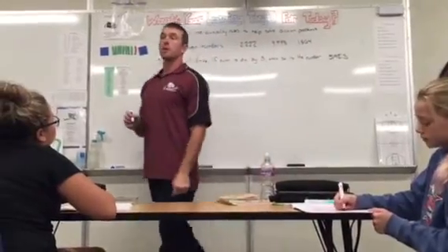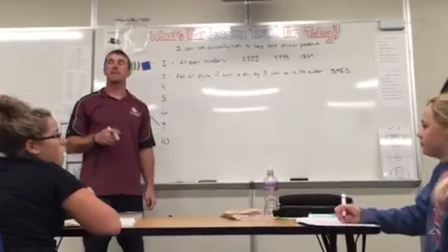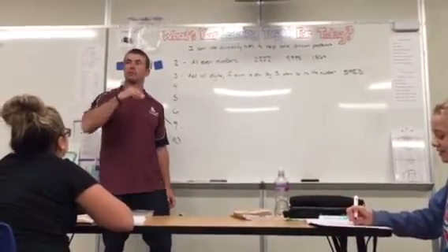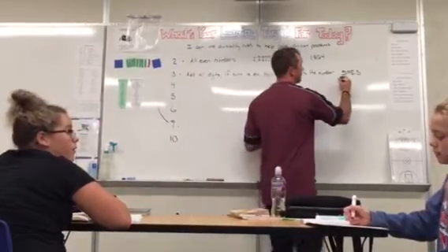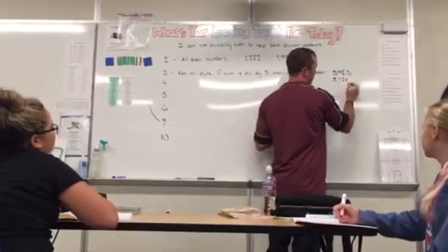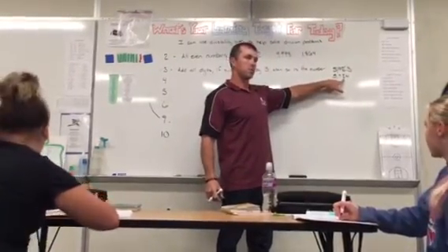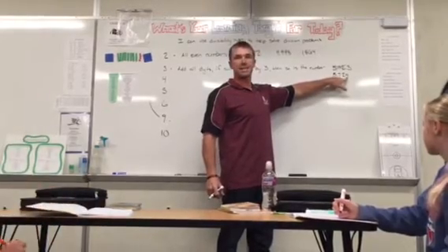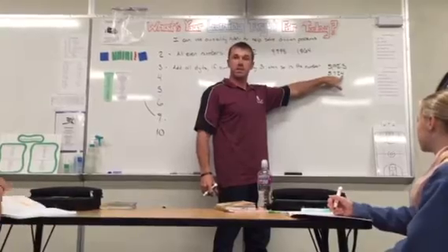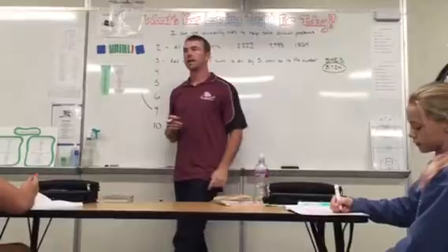Someone give me a 4-digit number that would be divisible by 3. So the digits have to add up to a multiple of 3. There we go. 5,724. 5 plus 7 is 12. Plus 2 is 14. Plus 4, 18. Is 18 divisible by 3? Yes, it is. So then so is this number. Okay, it's very simple.